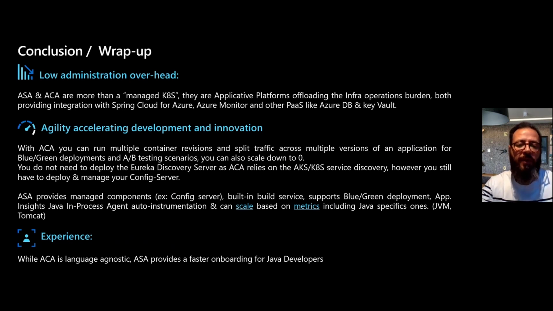Azure Spring Apps is a bit different. It provides managed components for Java applications, including the config server. It has some built-in build service. It supports blue-green deployment as well. It supports the App Insight Java in-process agent auto instrumentation. So in a nutshell, you don't need to configure anything. Everything will be configured for you so that you get the application map, for instance, in the portal. And you can scale based on metrics, including some Java-specific ones related to the JVM or related to Tomcat.